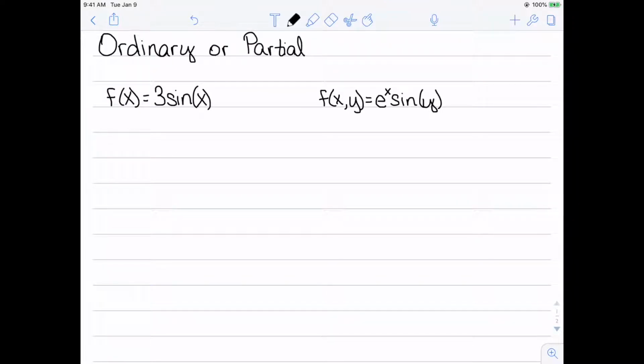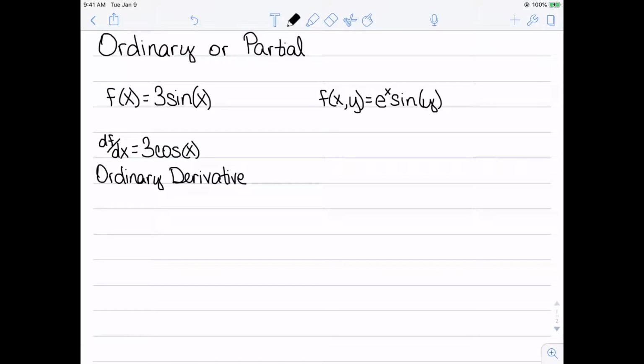And in order to do this, we're going to start by considering two different equations. f of x equal to 3 sine x, which only depends on one variable, and f of x, y equal to e to the x sine y, which is a two-variable equation. Well, we can take derivatives. On the left, we have that df/dx is equal to 3 cosine x. And this would be an example of an ordinary derivative.